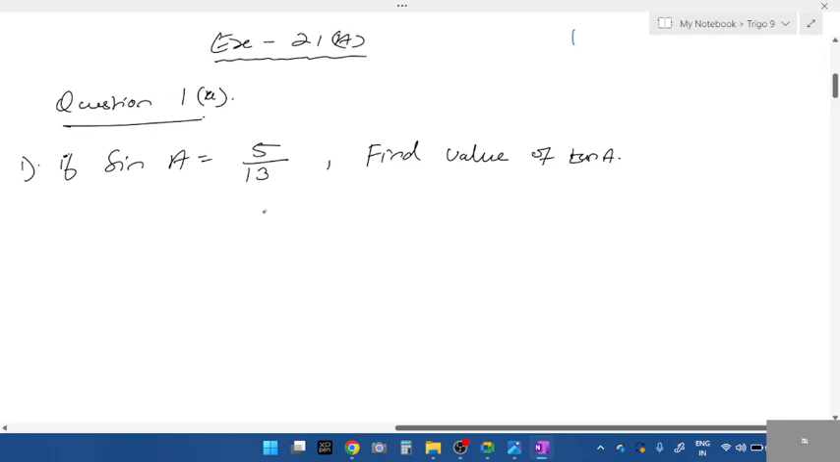What is the Pythagoras theorem we use, students? Can you tell me the Pythagoras theorem? All three of you will respond. Hypotenuse square is equal to perpendicular square plus base square. Now let me draw a right angle triangle.